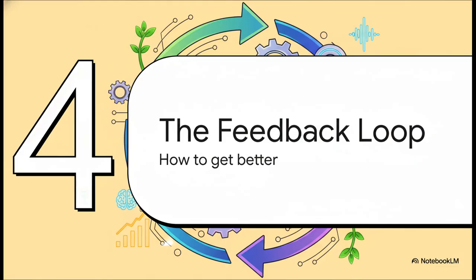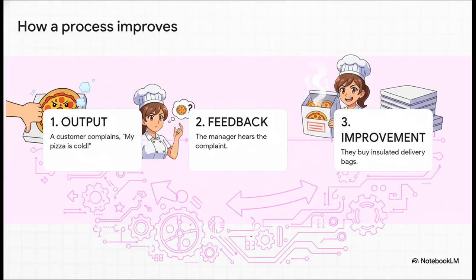But hold on, we're not quite done yet. There's one more absolutely crucial piece to this puzzle, and it's the part that lets any process learn, adapt, and get better and better over time. We're talking about the feedback loop. This is what makes the system smart. And it's really simple. Check it out.